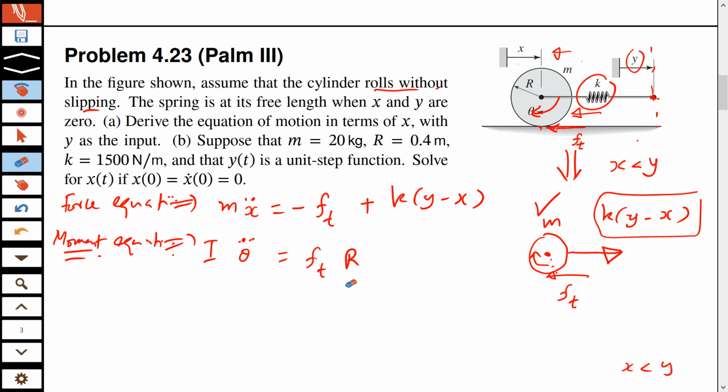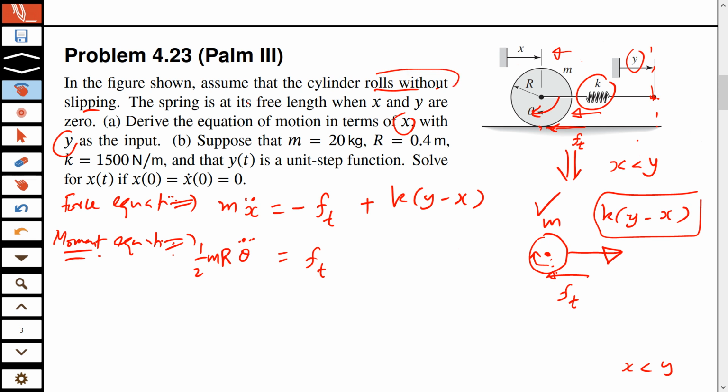And you can also remember that I for a cylinder about its center is half mr squared. That is something you already know. So I can now cancel this r with one of these r's. And one more thing which I can do is that because I want in my equations only x and y, I'm not supposed to have theta.